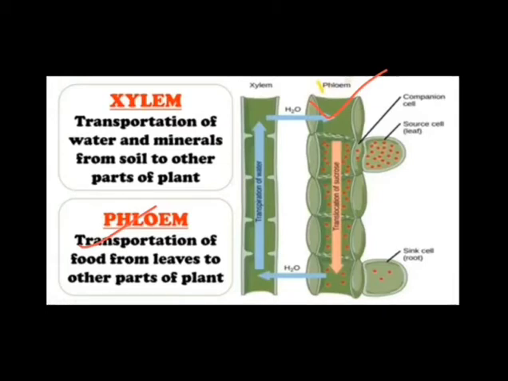Now I hope you have understood the functions of the xylem and the phloem and the difference between them. The xylem transports the water and minerals from the soil to the other parts of the plant, whereas the phloem transports the food from the leaves to the other parts of the plant, right?